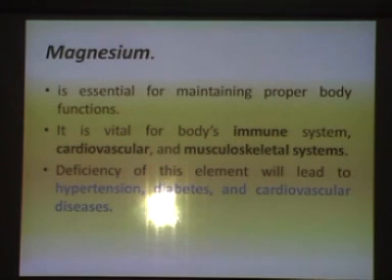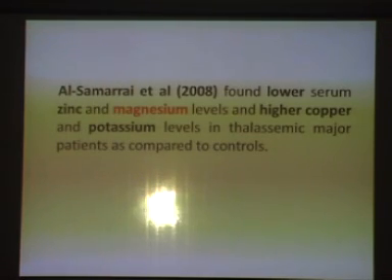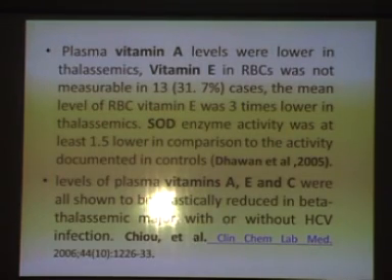What about magnesium? It is also vital for the immune system, cardiovascular, and musculoskeletal system. A 2008 study showed deficiency of magnesium in thalassemia major patients. Which vitamins are antioxidants? The vitamins considered antioxidants are vitamin A, vitamin C, E, and beta-carotene. Plasma vitamin A levels were lower in thalassemia in a study done in 2006, with vitamin E level also diminished in RBCs.